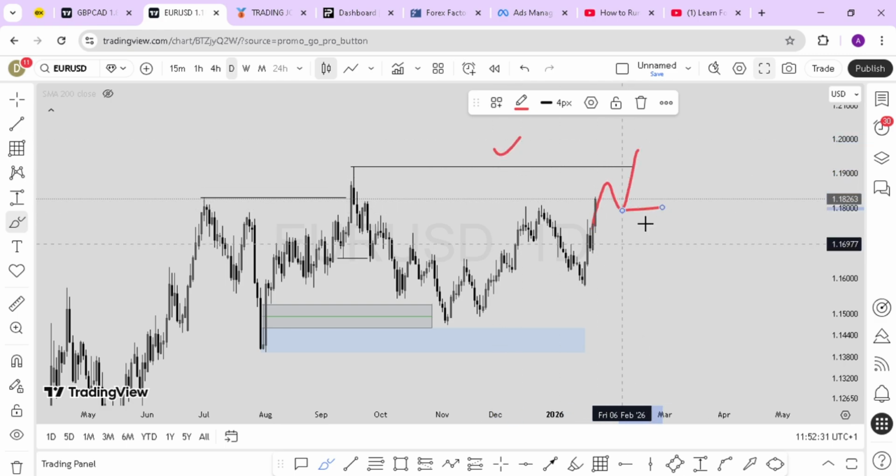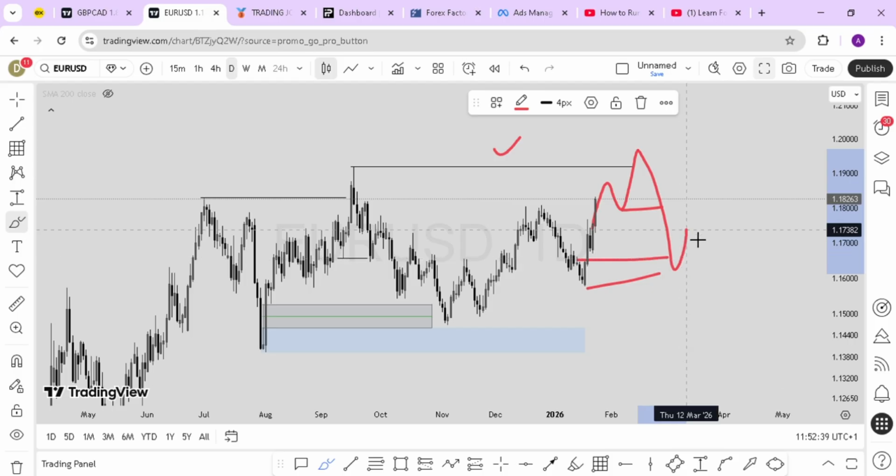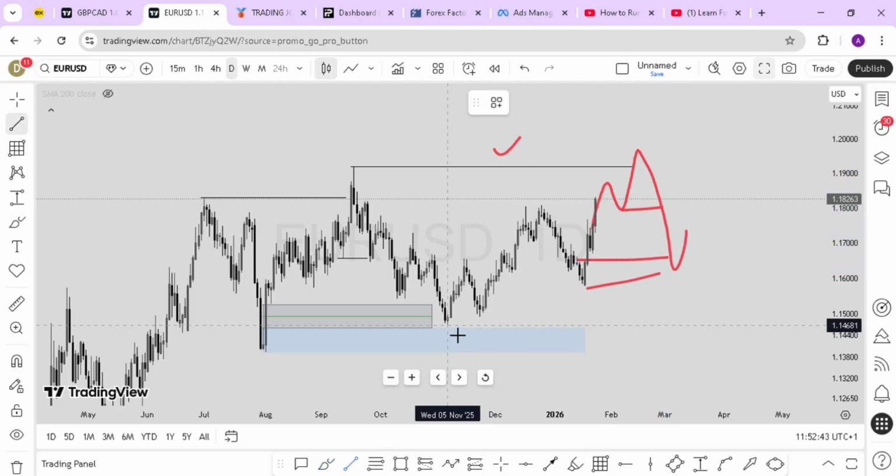This is probably going to be our new inducement. Then maybe this will be our decisional POI. If it doesn't hold, then this level is going to be our new low.